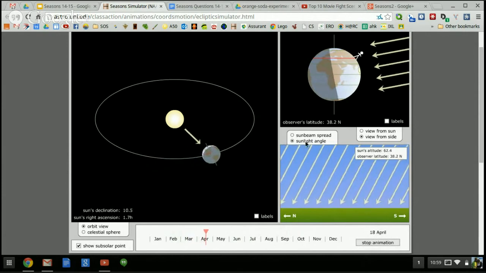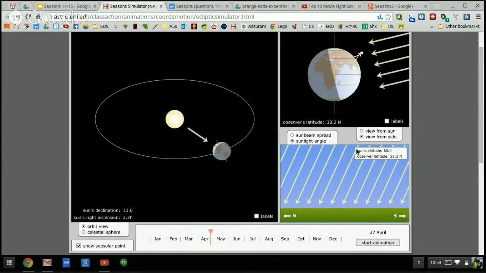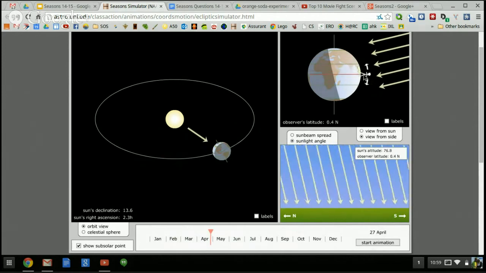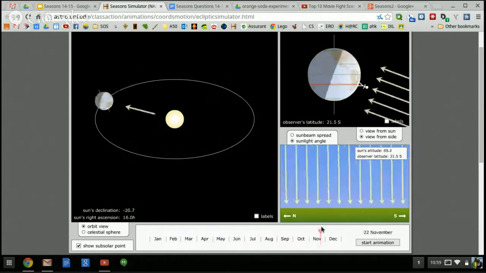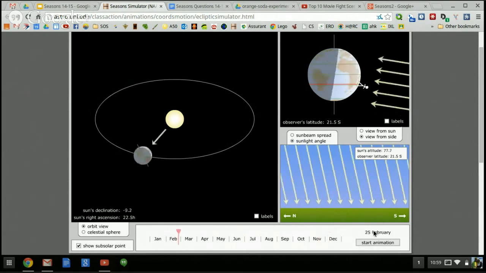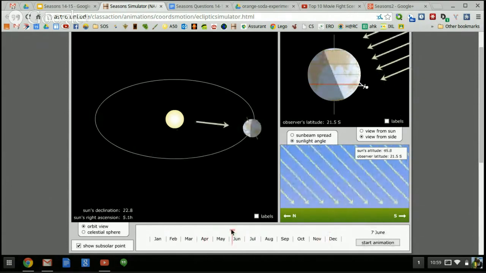So that's pretty cool. Now, if my brother was at his home in Australia, which is about down here somewhere, and it was November 21st, look at that. He's getting almost straight sunlight. So he's got very, very warm days. But in June, he's got very cold days because the sun isn't pointing directly down on him very much. So it's the opposite for him.